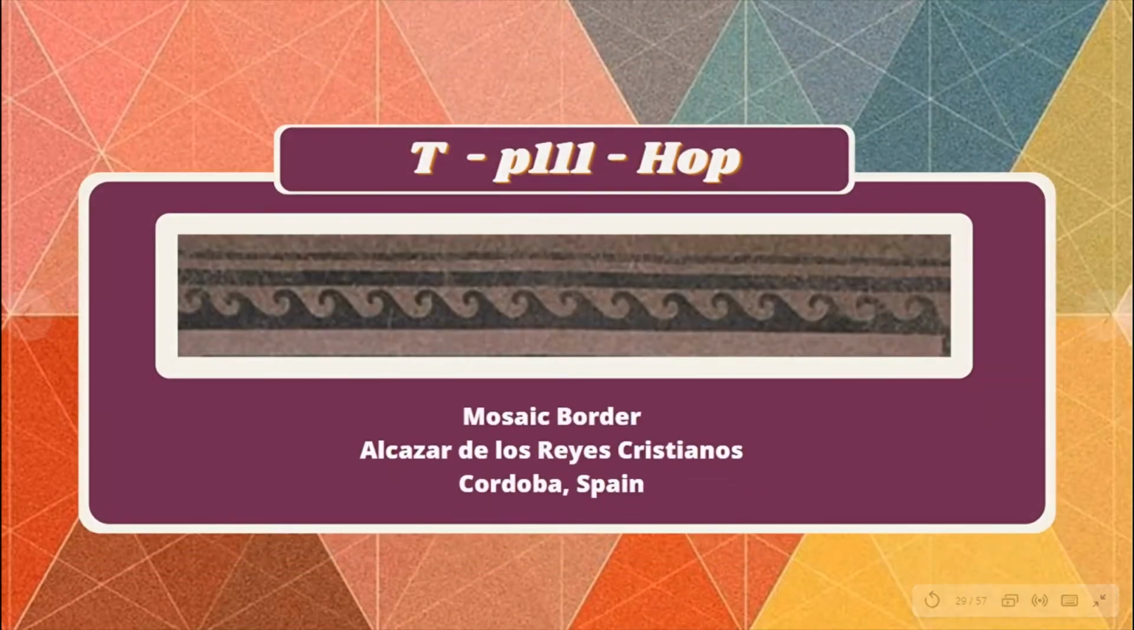Here's a real-life example. We have a wavy translation here, as we can see in a mosaic border in Alcázar de los Reyes Cristianos, which can be found in Cordoba, Spain.